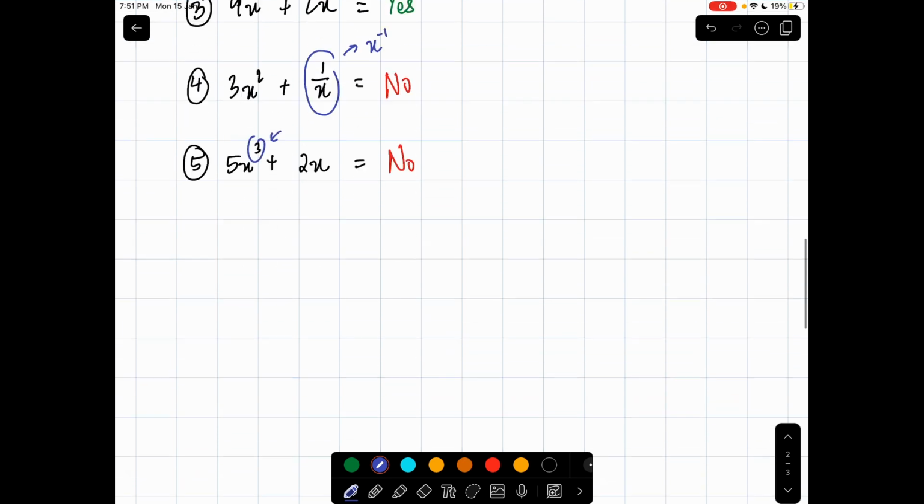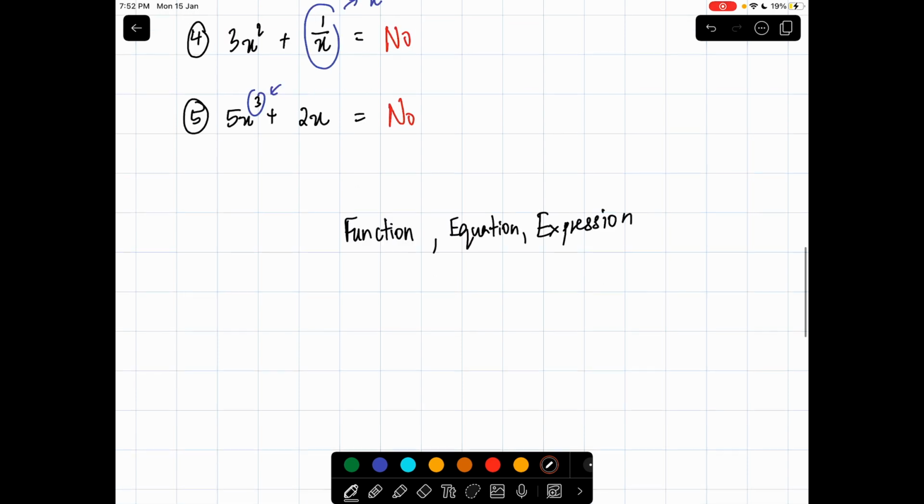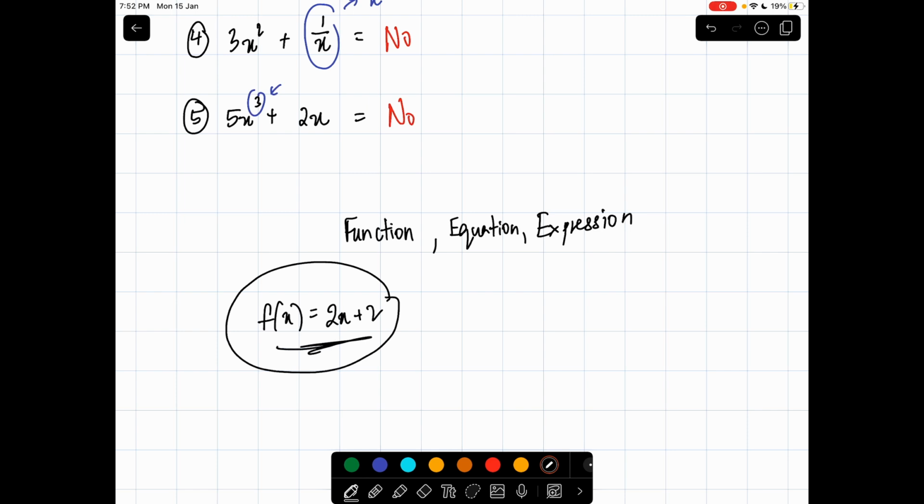And one last thing before I let you go is that what is the difference between function and equation and also expression? Function is when you have the f(x) at the front and you have something like a formula inside, like 2x plus 2. This is a function because using this you are able to draw out a graph. There might be other explanations for what a function is, but in the simplest terms and for Form 4 level, f(x) equals 2x plus 2 is a function because you can plot it out on a graph.